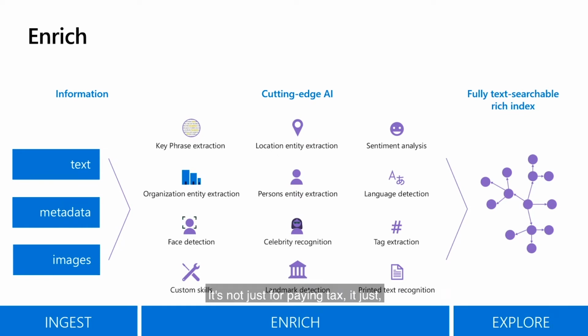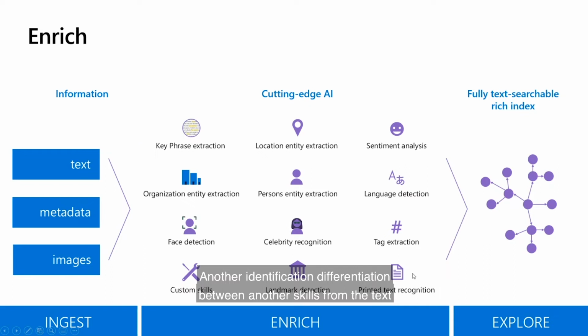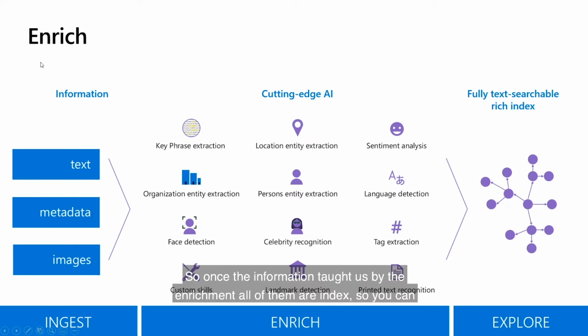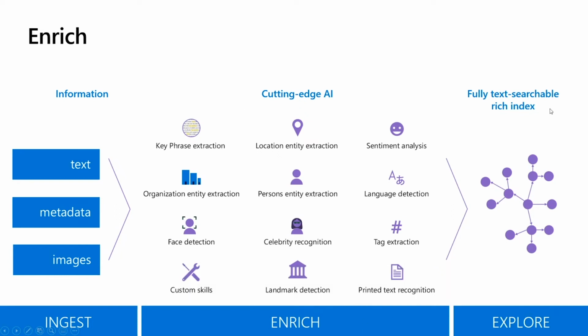And then finally, you have the plain text recognition. It's not just for plain text. It's just another differentiation between the other skills from the text analytics, which is the OCR. So both of them are supported. And then you have the fully text-searchable index. Once the information is processed by the enrichment, all of it is indexed, so you can search through it.